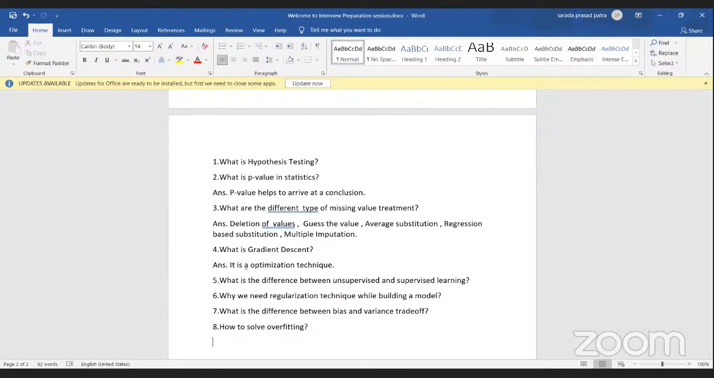Then we can perform cross validation. Then we can reduce the number of features, but increase the number of entries. And the last one is we can do ensemble techniques. We can use that as well. Yes, always use a balanced data set.